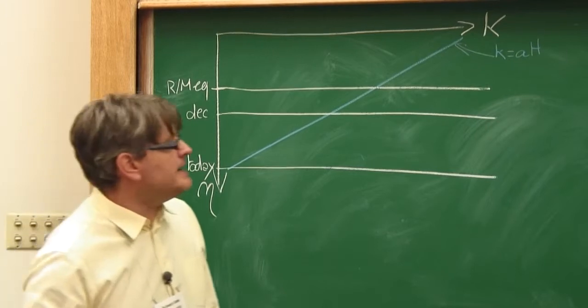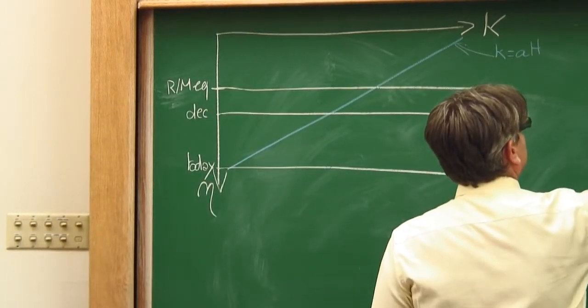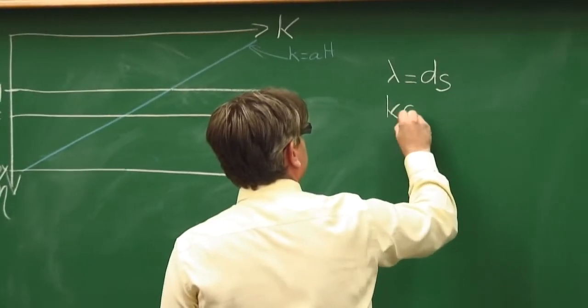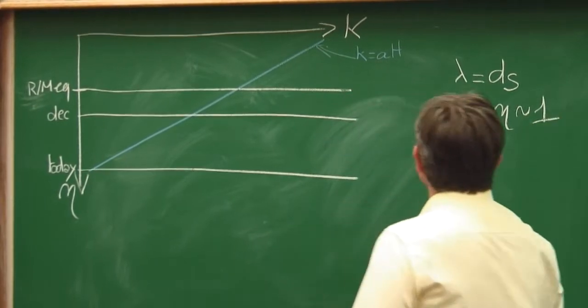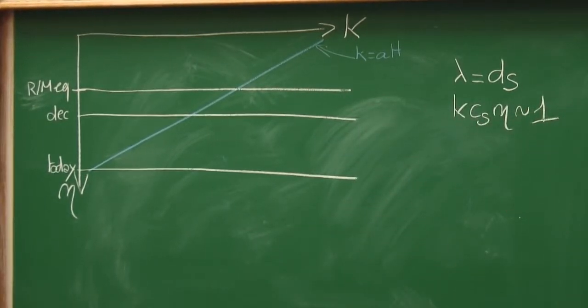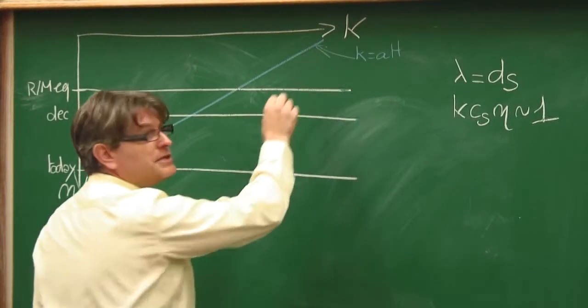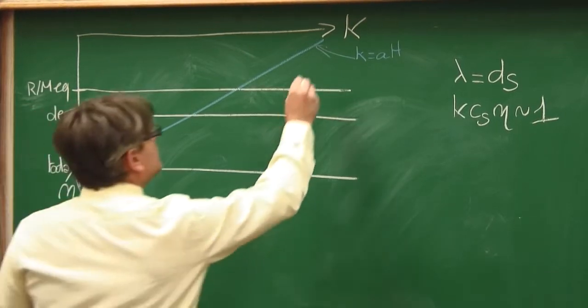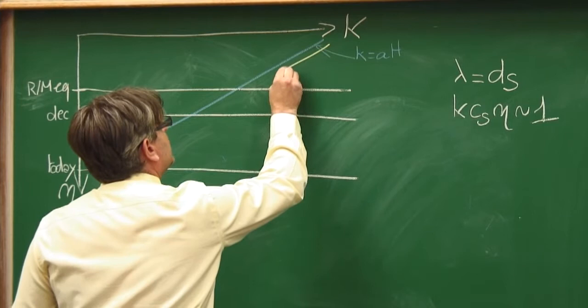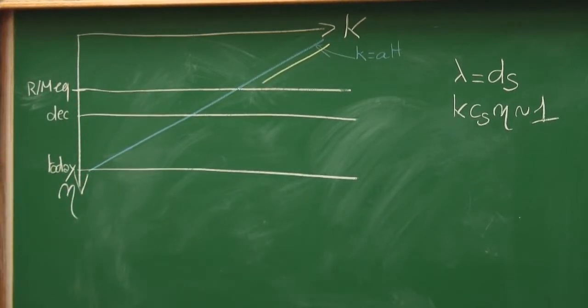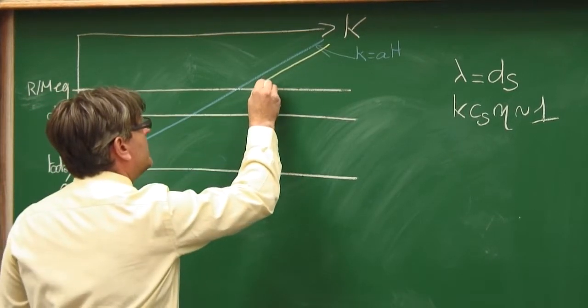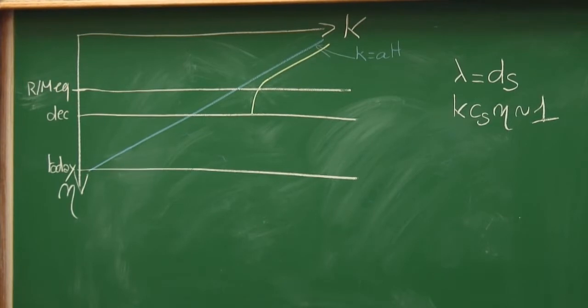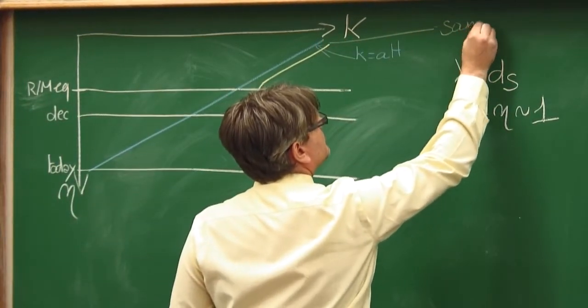There is another characteristic scale in the problem. It's when lambda is equal to the sound horizon. This can be rephrased as k c_s eta of order 1. So there is a line of Hubble crossing, but there is also a line of sound horizon crossing. During radiation domination, because c_s squared is 1/3, the Hubble radius and the sound horizon are the same up to a square root of 3. So my sound horizon crossing line is here, parallel, just a bit smaller. And then after equality, R becomes important, the sound speed drops to 0, and this will asymptotically be vertical. So this is sound horizon crossing.